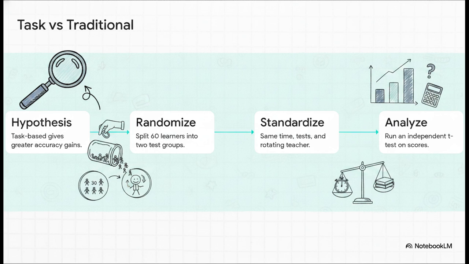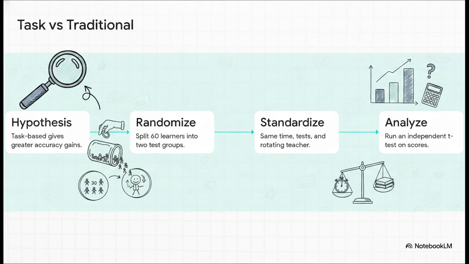All right, it's time to bring all of our tools, symbols, and safeguards together to solve a real-world case file. Here is our setup. We're testing task-based versus traditional grammar instruction. Step 1, we formulate a clear hypothesis. Task-based instruction causes greater accuracy gains. Step 2, random assignment. We split 60 learners into our true experimental design, R O X1 for the task group and R O X2 for the traditional group. Step 3, we standardize the conditions fiercely. Both groups get identical instructional time, the exact same tests to avoid any instrumentation threats, and we even rotate the teacher across sections to avoid a teacher confound.